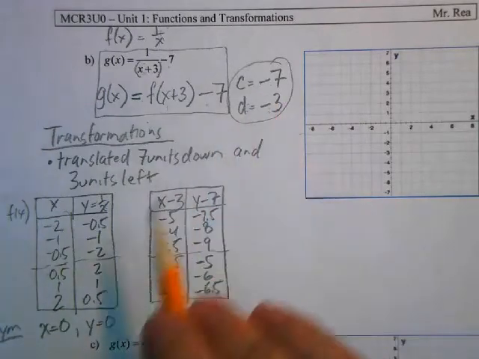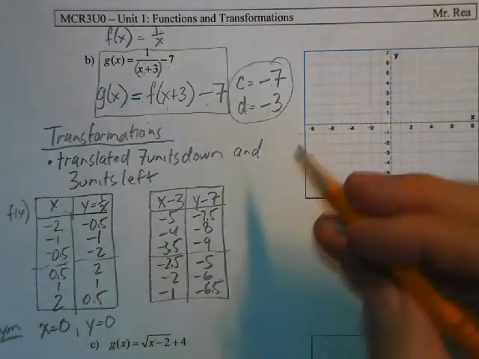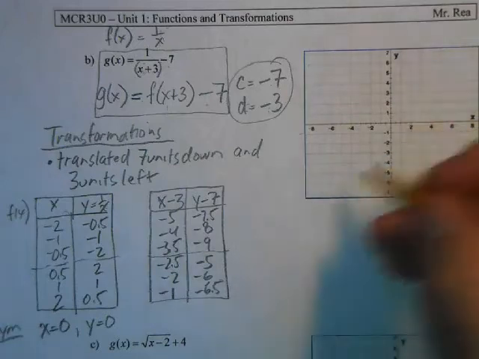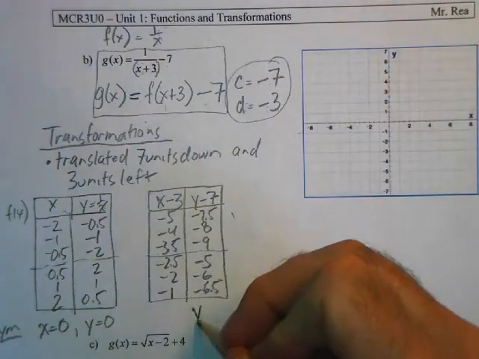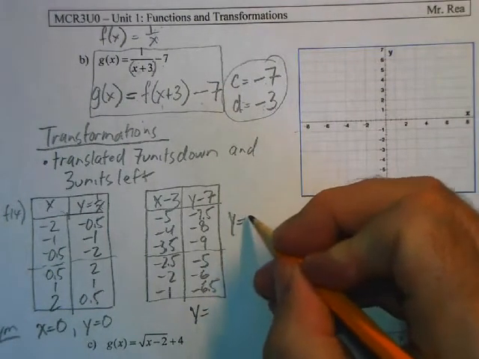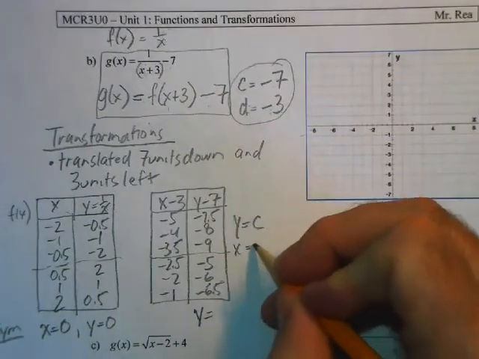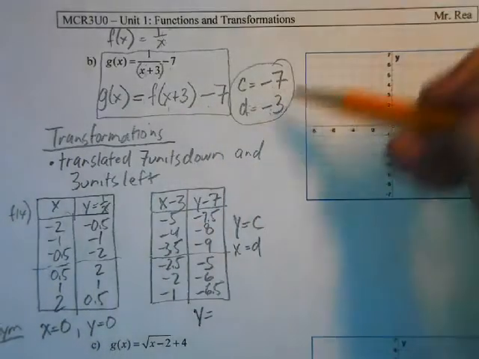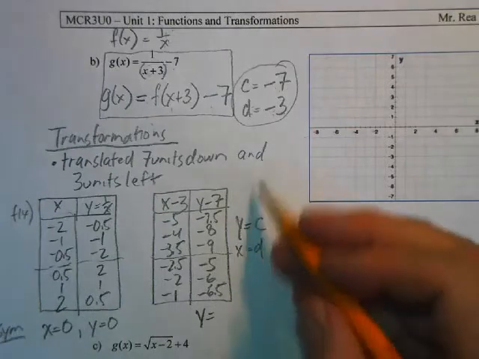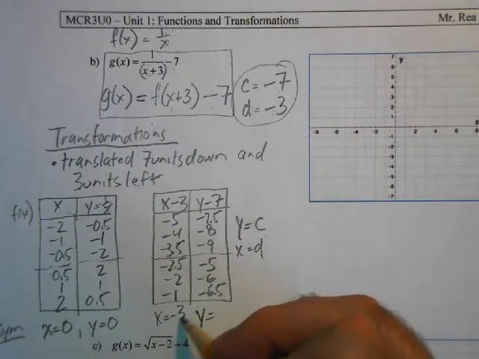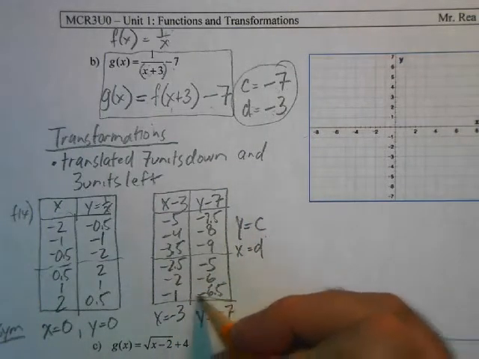So that asymptote is actually the same value as the C value. So my new asymptotes will be, I'll put the formula here, y equals C, x equals D. So we've already got those values, it's just a matter of plugging them in. So our new asymptotes are x equals -3 and y equals -7.